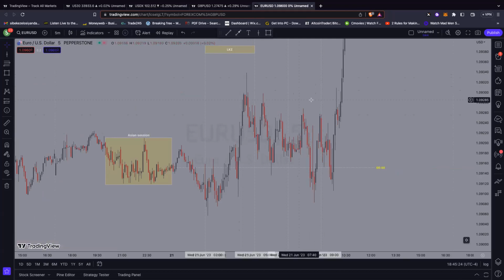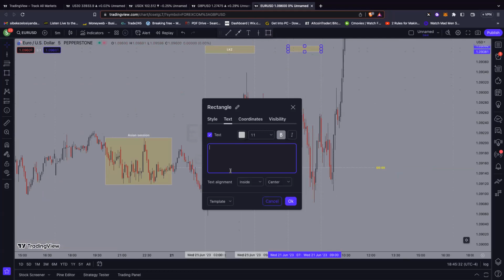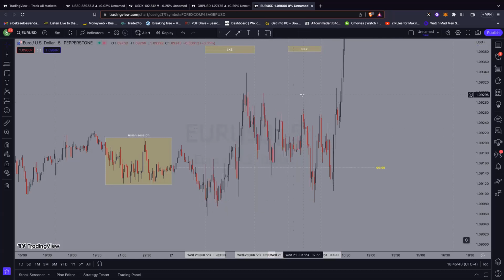So it's 7 to 9. And then I just highlight that and I just put New York. New York open kill zone. So I'm just gonna say New York kill zone, so I put NKZ. Then these are my sessions. This is where I'm gonna execute the trades. I want to see what price is doing here.